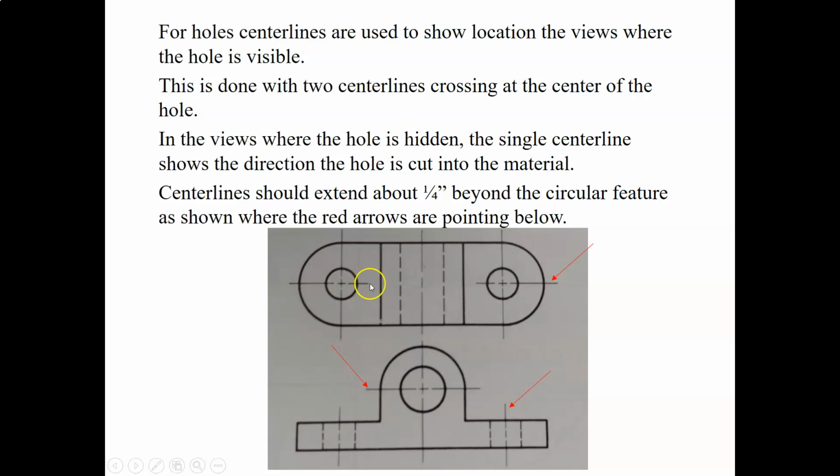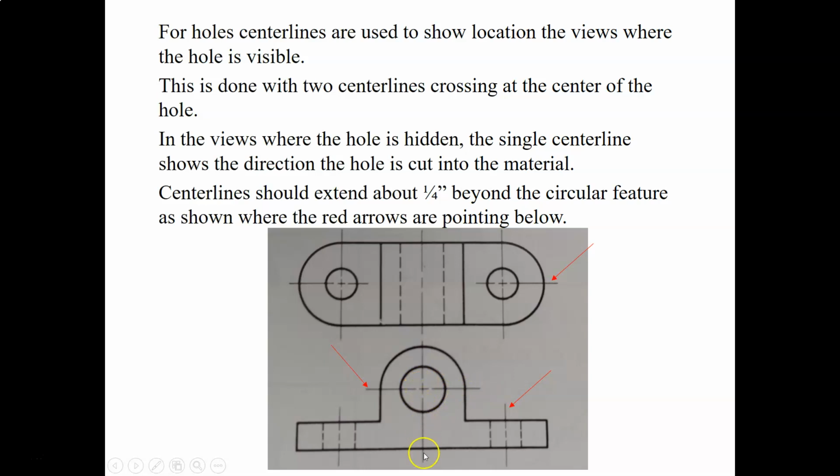The reason why, this is the last circular feature on this side. On the left, you've got the hole, but you've also got the arc, so it's got to come all the way out here. So this long dash is shorter than this long dash. Up and down, same thing, 1/4 of an inch past the arc, 1/4 of an inch past the arc. And these are identical on this side. In the front view, 1/4 of an inch past the arc, 1/4 of an inch past the arc, 1/4 of an inch past the arc.